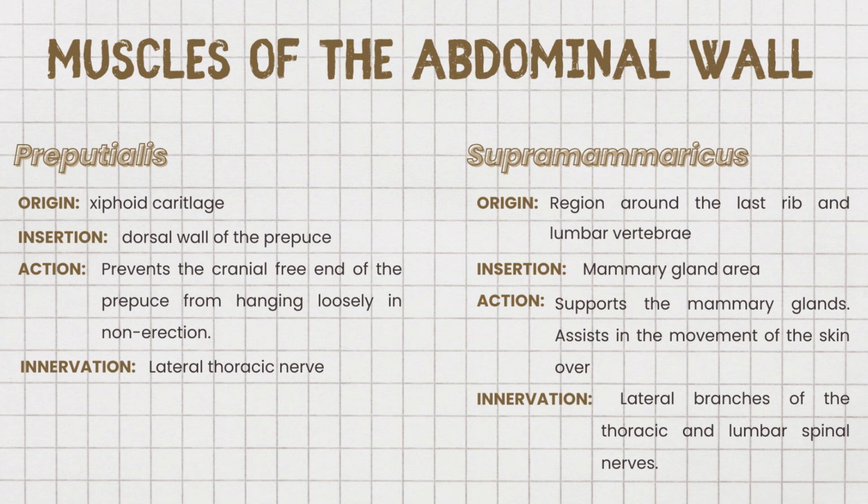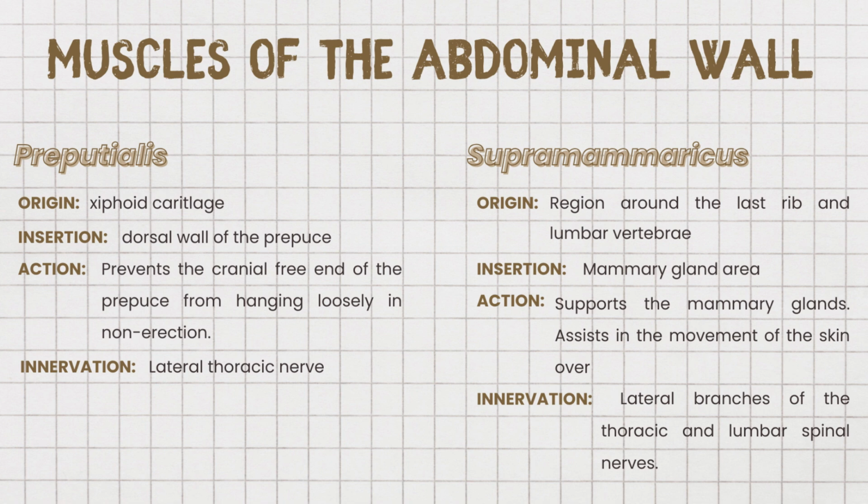Next, we have the preputialis. The preputialis originates from the xiphoid cartilage of the rib. It inserts to the dorsal wall of the prepuce. Its action is for prevention of the skin of the prepuce hanging loosely, especially when the penis of the dog is not erected. Its innervation is the lateral thoracic nerve.